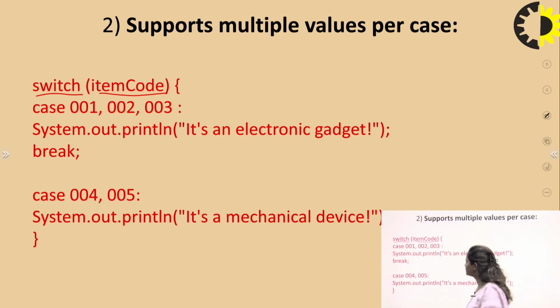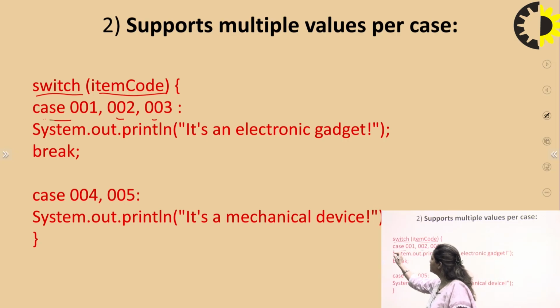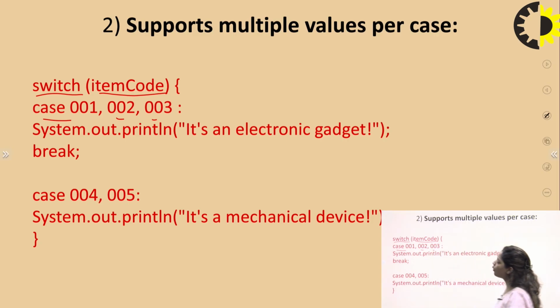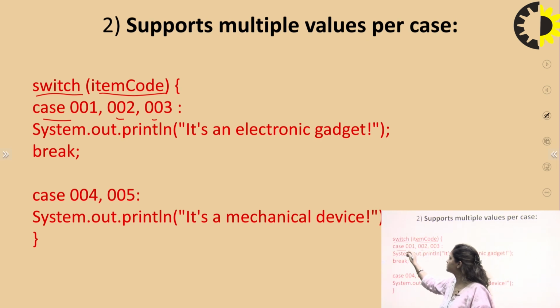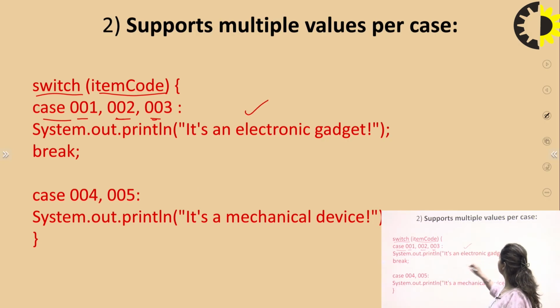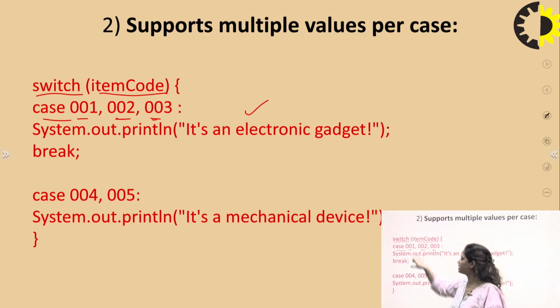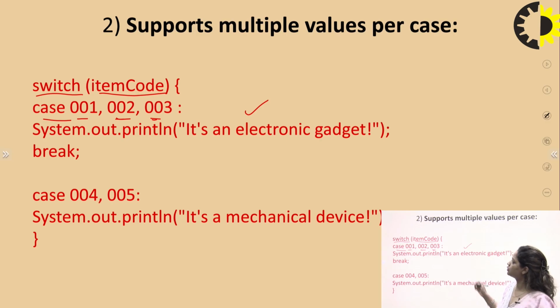That item code will have any value, either 001, 002 or 003. So a single case can hold multiple validation values, like in this example, where we have more than one value, like 001, 002. If any one of the 3 matches, then we will print that this is an electronic gadget. For these 3 cases, it will print it's an electronic gadget, and we are using the break statement over here also.